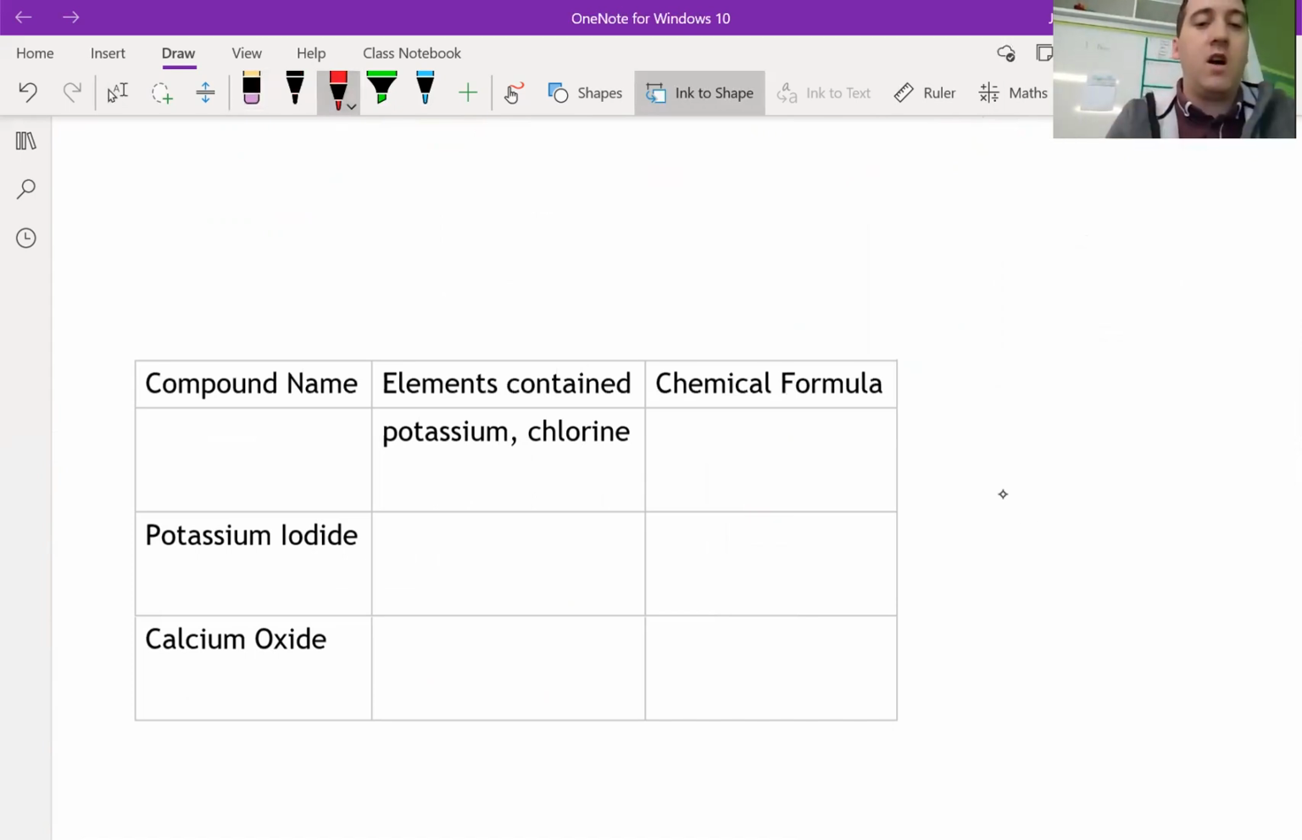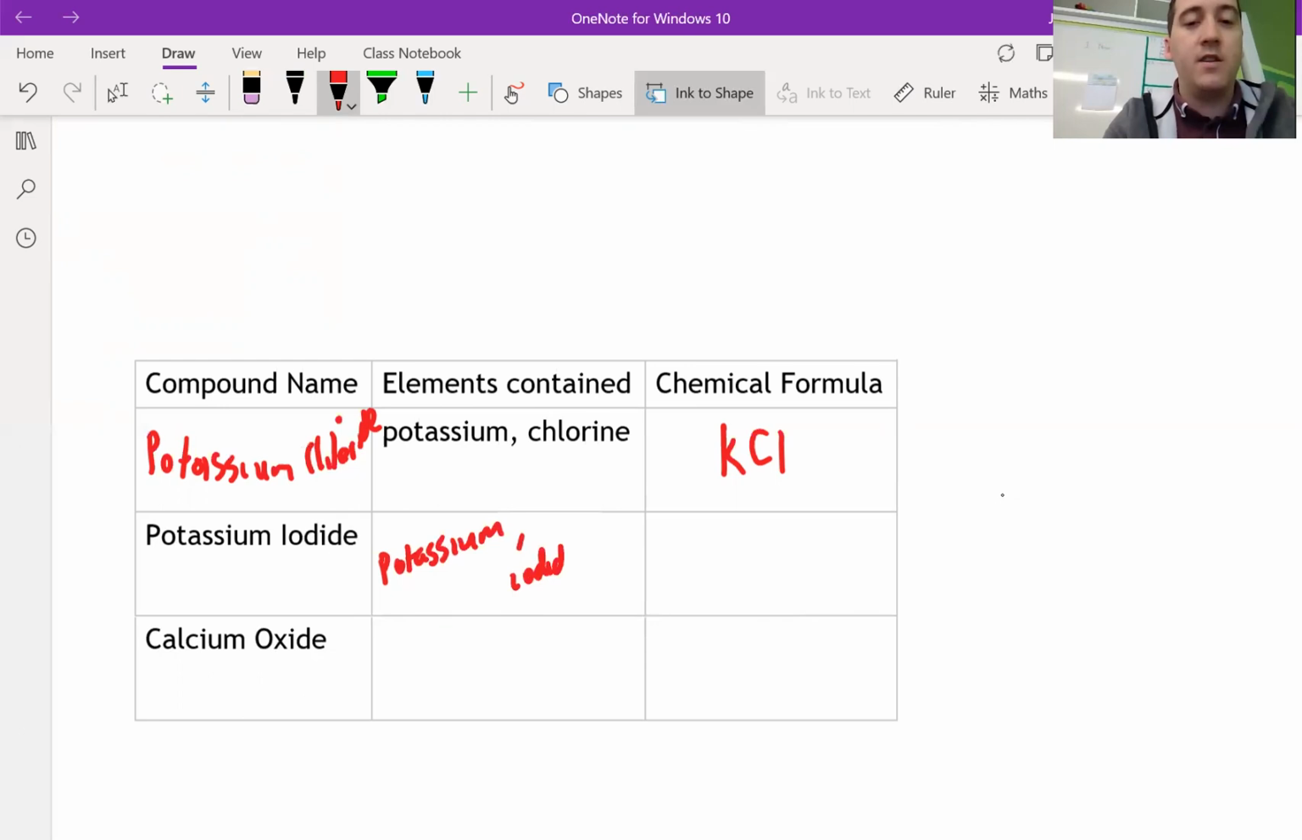What you should have got for the first one is KCl. That's the formula, 1 K and 1 Cl, and the substance name is potassium chloride. Next one, potassium iodide. What elements? Well, I've got potassium, and iodide is going to be iodine, the second element. Iodine, group 7 of the periodic table. So the formula is going to be KI. Well done if you got that right.